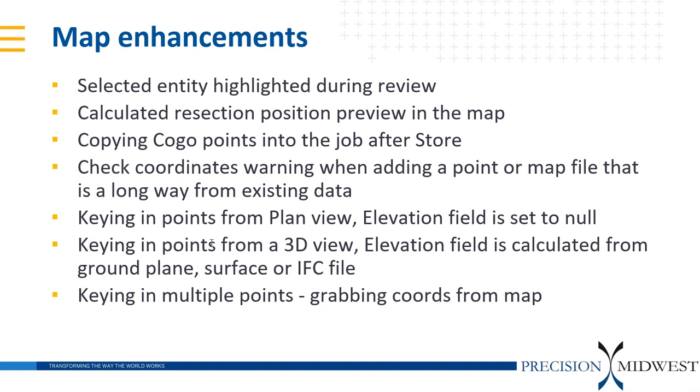Selected entity highlighted during review. Calculated resection position preview in the map. So before you store it, you can actually view it to make sure that it does look right. Copying COGO points into a job after store. Check coordinate warnings when adding points or a map file that is a long way from existing data. And keying in points from plan view, the elevation field is set to null. And keying in points from a 3D view, elevation is calculated from the ground plane or IFC file. Keying in multiple points, grabbing coordinates from the map.